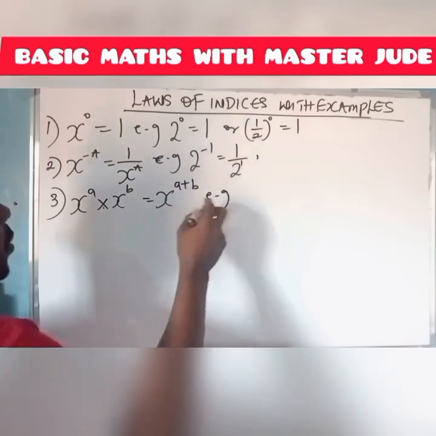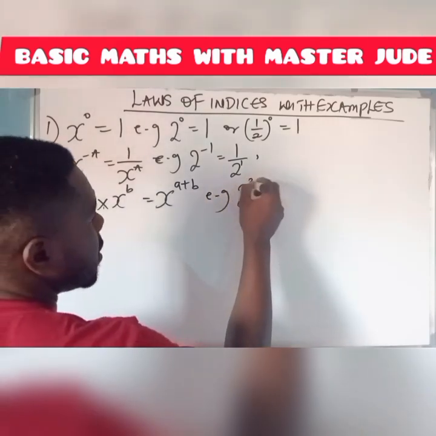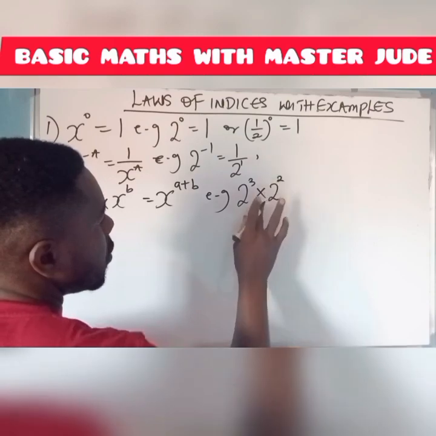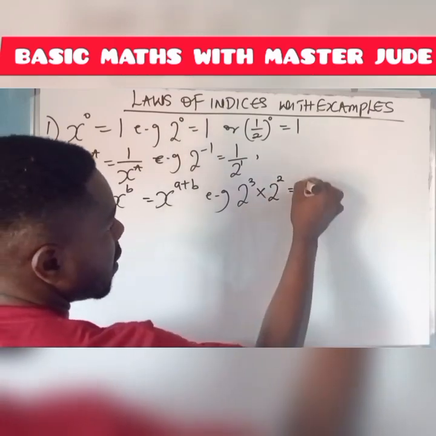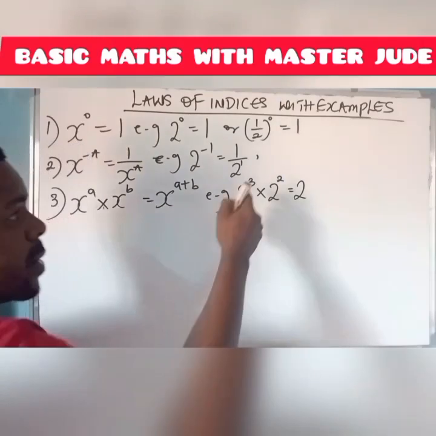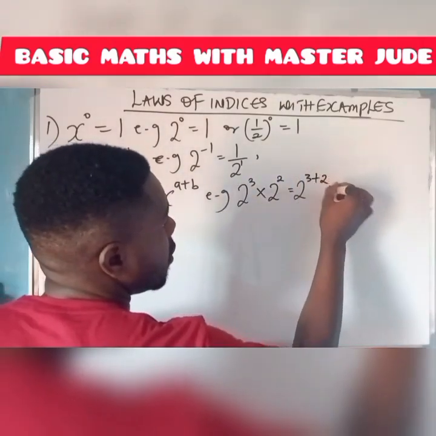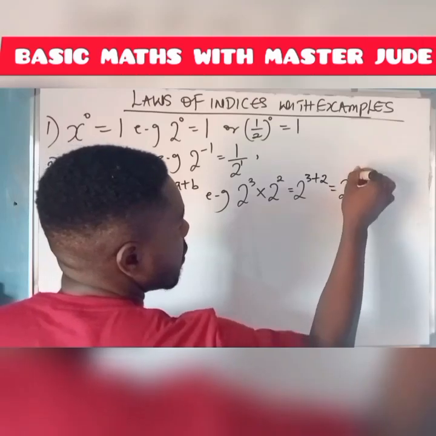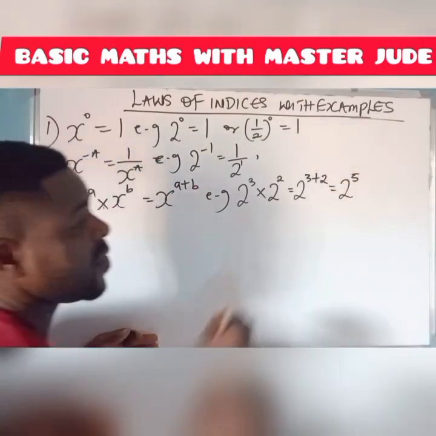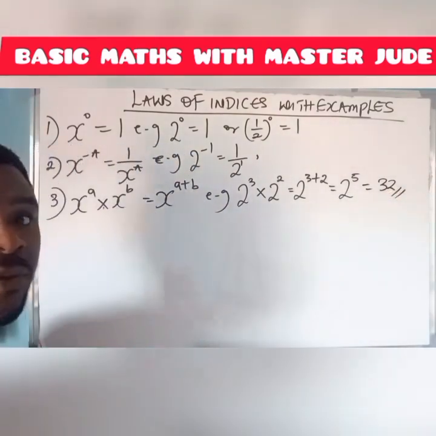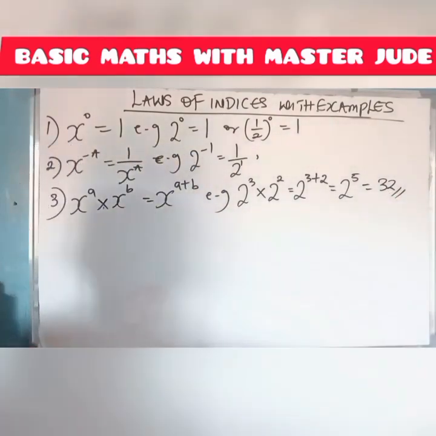For example, if you have 2 raised to the power 3 times 2 raised to the power 2, since their base is the same, we'll pick one, then we add the powers. So this is 3 plus 2, and 3 plus 2 is what? 5. And 2 to the power 5 is 32. That is 2 times 2 times 2, five times, to give us 32.